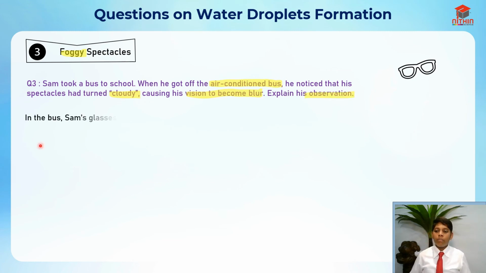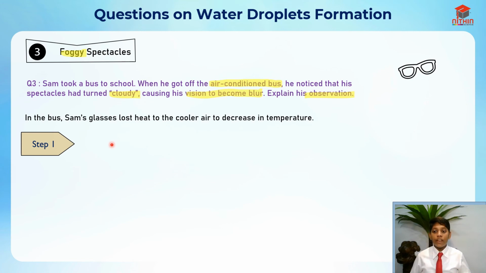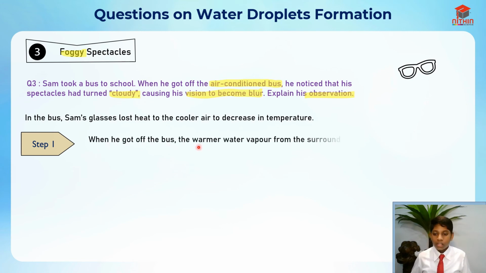Okay, so before we say the steps, we need to state this statement first. In the bus, Sam's glasses lost heat to the cooler air to decrease in temperature. Only after we explain this, when it decreases in temperature, can we go on and talk about the water vapor, identifying the source. So when he got off the bus, the warmer water vapor from the surrounding air, because his spectacles are already cool, so if not, they will be equal. Before he got into the bus, his spectacles and the water vapor were at equal temperature.